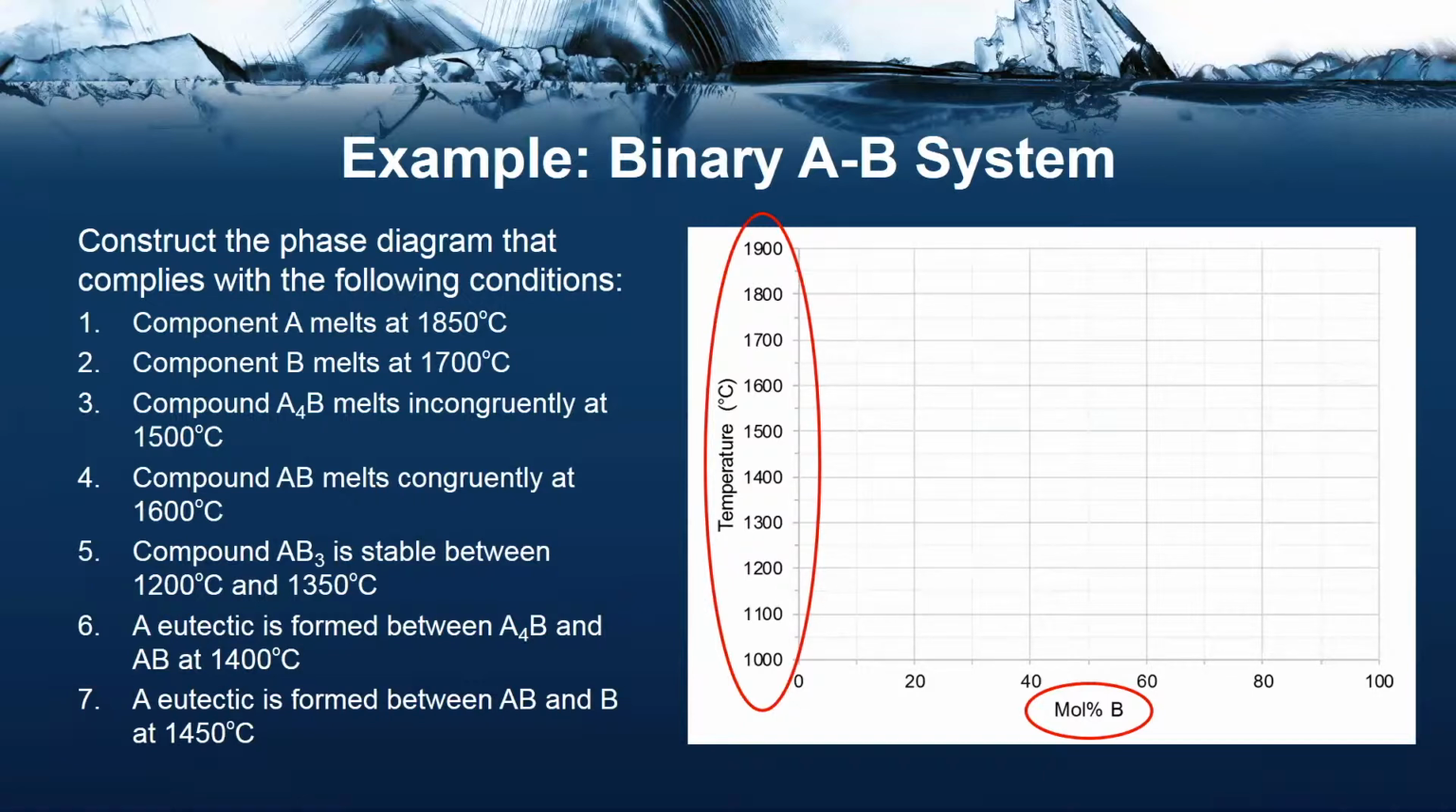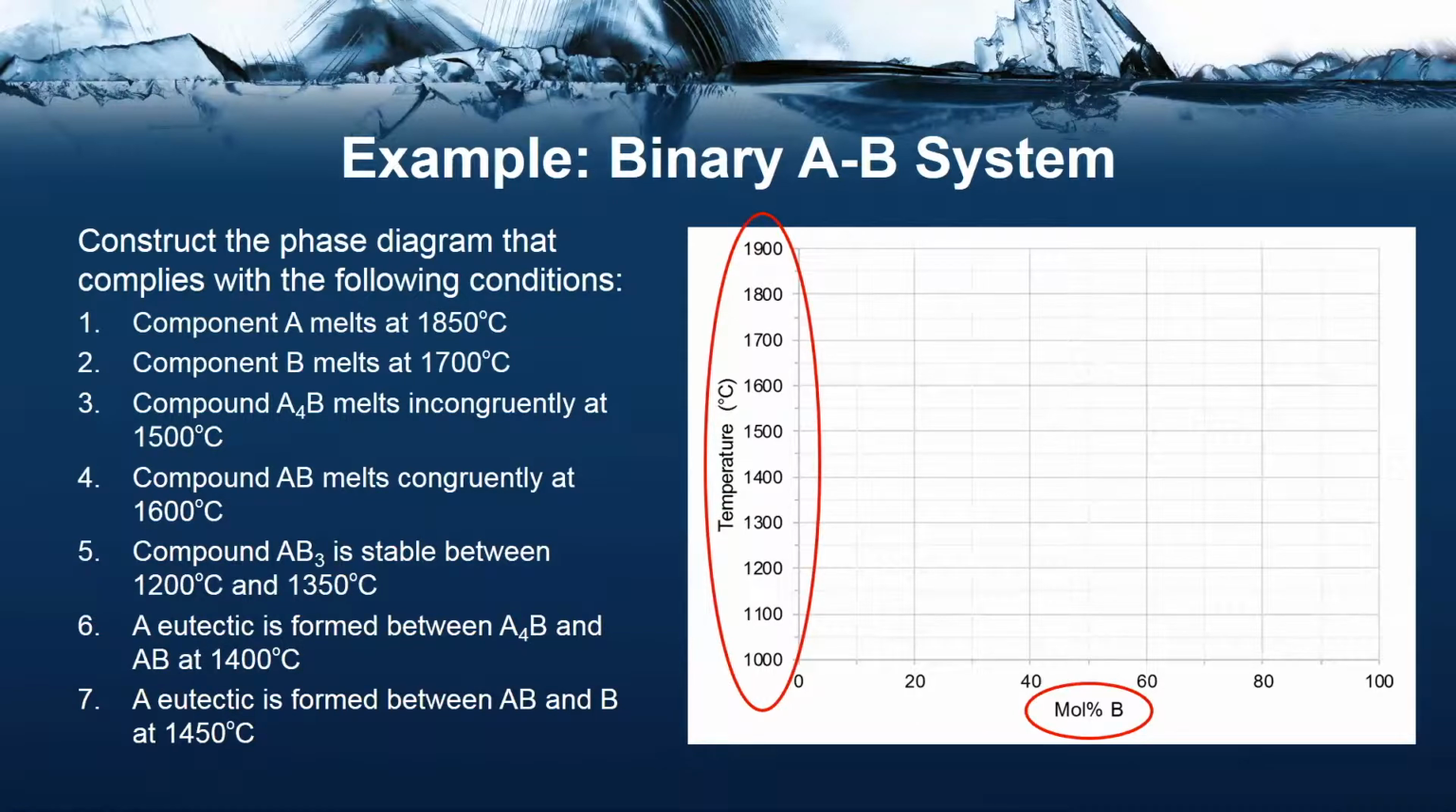I could just as well have drawn the y-axis between 1150 degrees Celsius and 1850 degrees Celsius, as this would include this lower temperature and this highest temperature in the diagram. So now that we have defined our space, we can start to add the information given in the instructions.